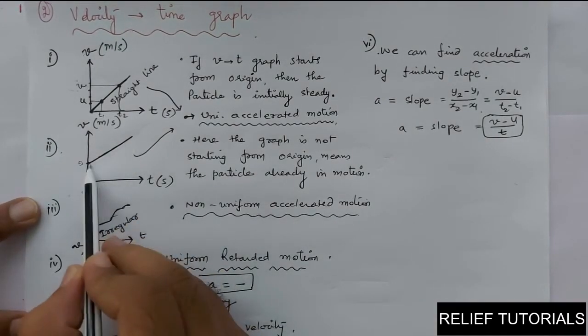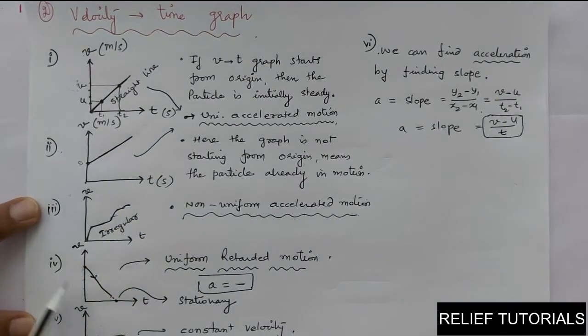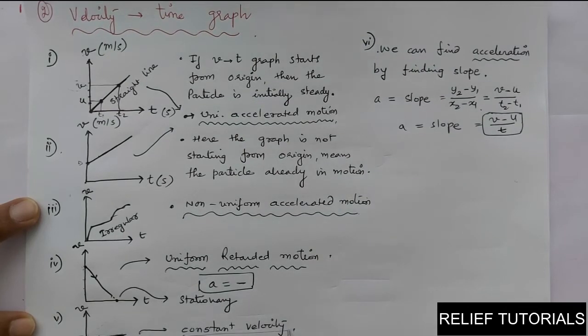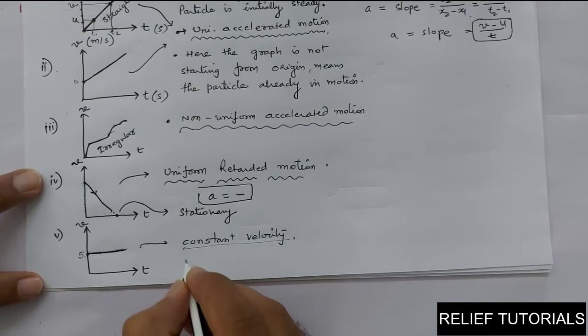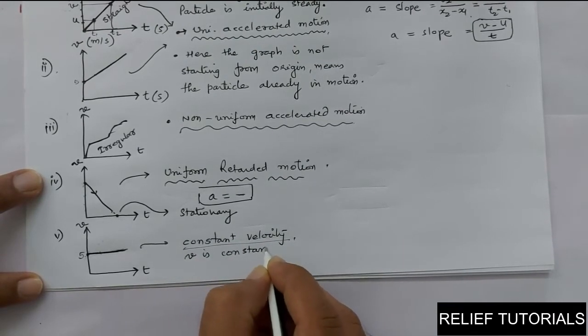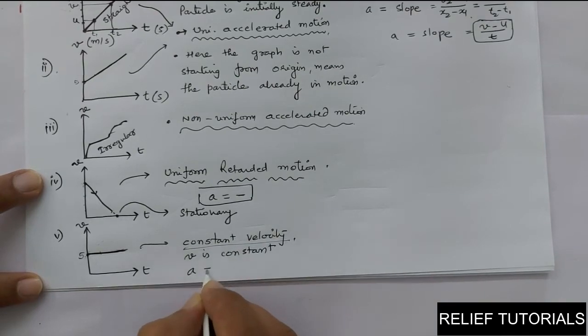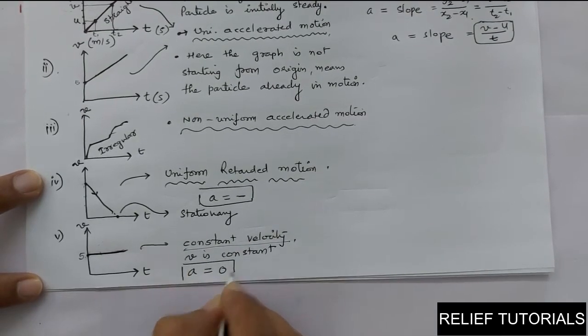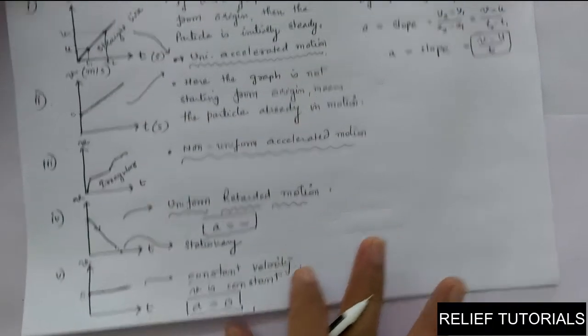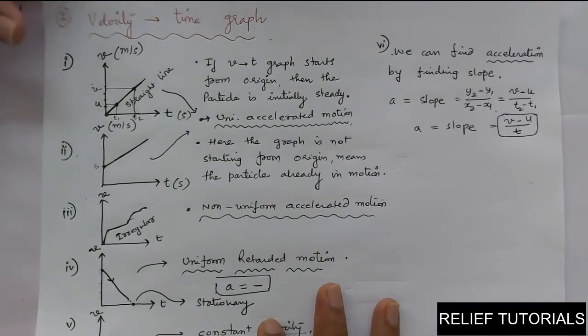Here also you will find the answer in terms of negative, because the graph goes downwards. Here there is no slope. Here the particle travels with constant velocity. Constant velocity means v is constant, means there is no change in the velocity. If there is no change in the velocity, acceleration is 0. Is that clear? So this is the use of slope.